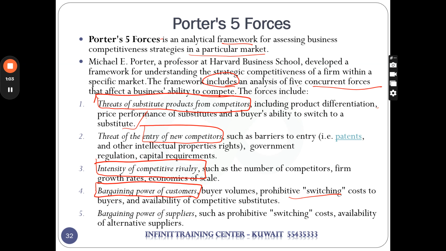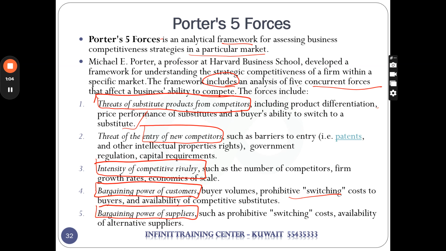So is there any way that you can hold them? Is the bargaining power of the customers high or low? Or if the customers are relying only on your products, then they don't have bargaining power. So this we have to consider. Then the bargaining power of suppliers also we have to consider.